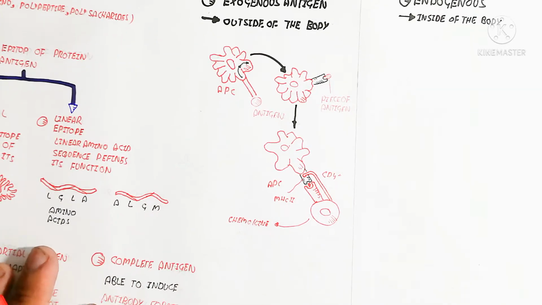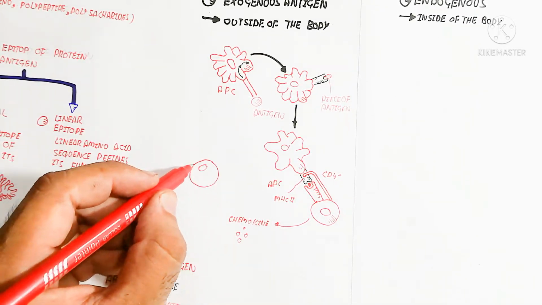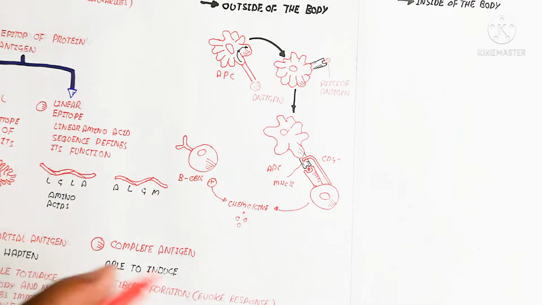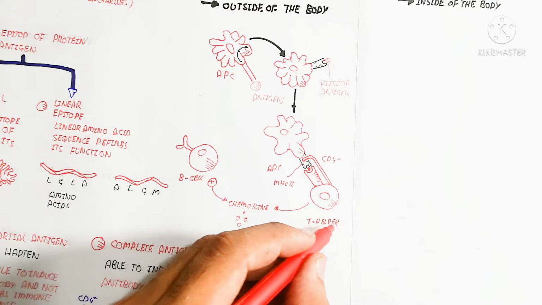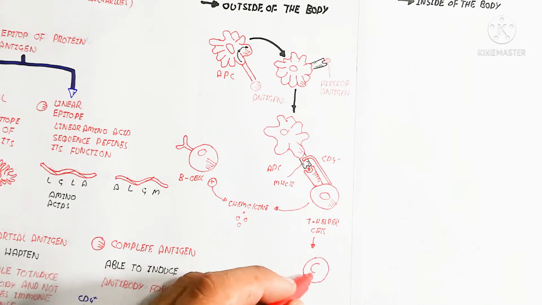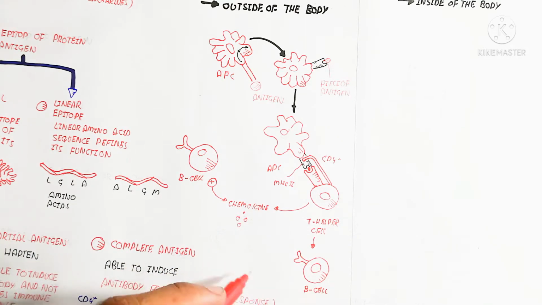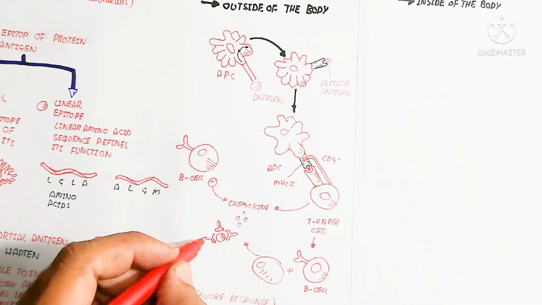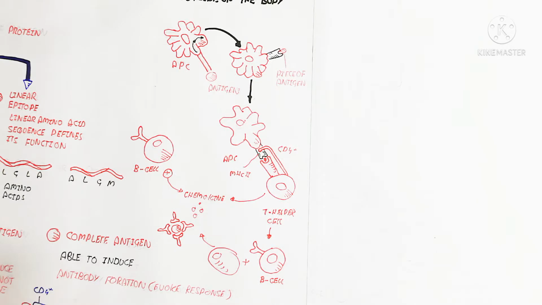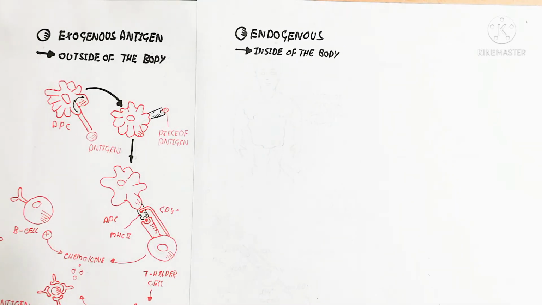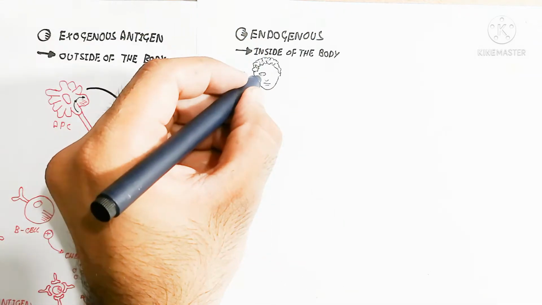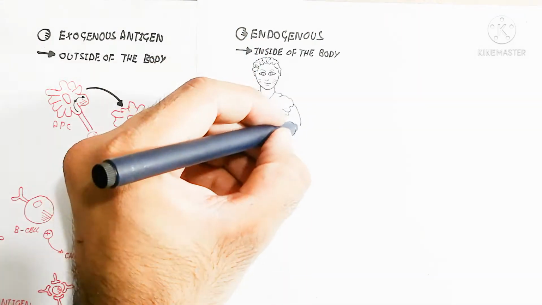against this antigen. Here the B cell will be converted into the B memory cell as well as the plasma cell. The plasma cell produces rapid antibodies against this antigen, while the B memory cell will remain in the lymphatic system for the next infection, giving a quick response as compared to the first infection. So I hope that makes sense.